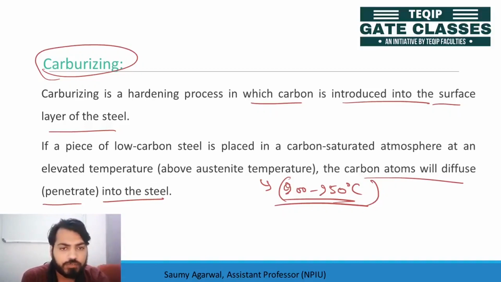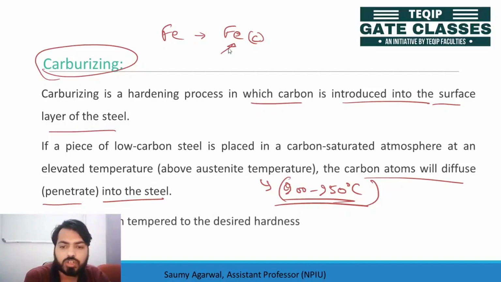Okay, so in the vicinity you have charcoal and all those things, and you heat this steel above the eutectoid temperature, and some sort of reaction will take place. That reaction will convert Fe into FeC, which means the carbon is totally diffused into the upper layer of the iron, okay. Then the steel is tempered to get the desired hardness.